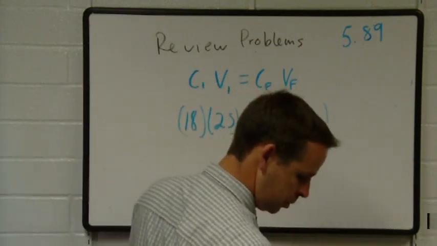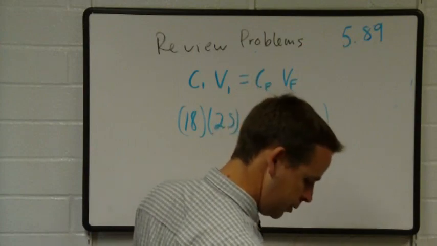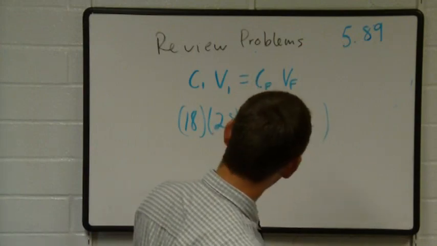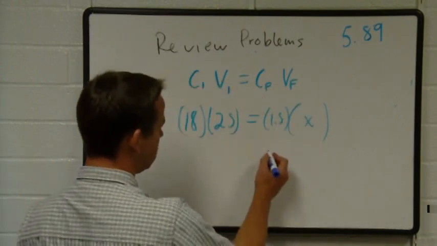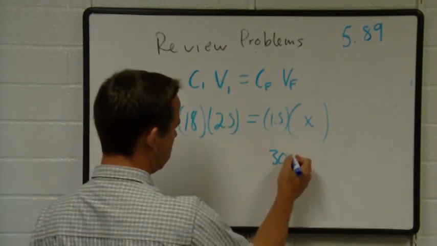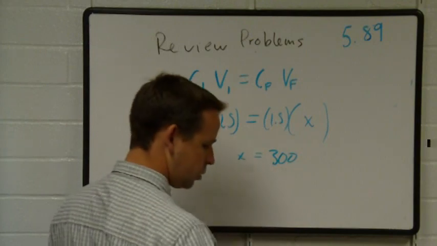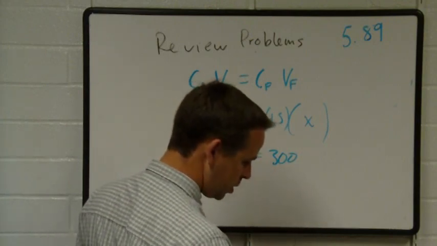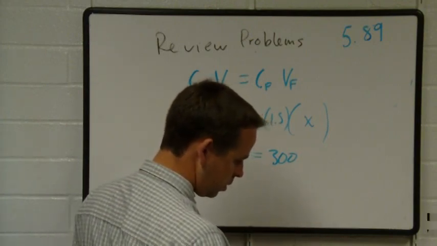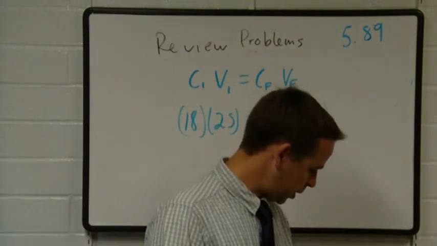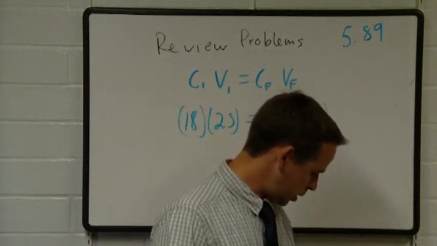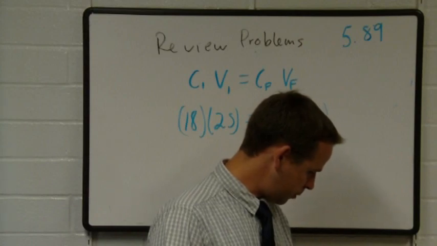Well, 18 times 25 divided by 1.5. And the answer here is x needs to be 300. X equals 300, so the final volume needs to be 300. Okay? Final volume is 300. All right.